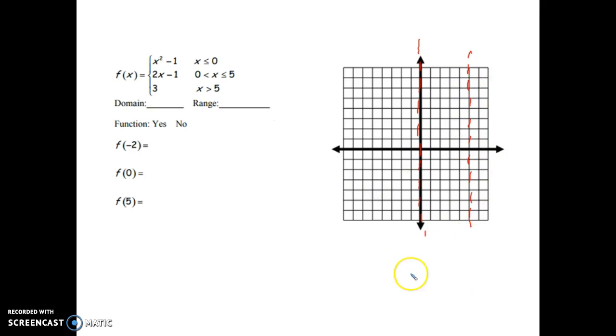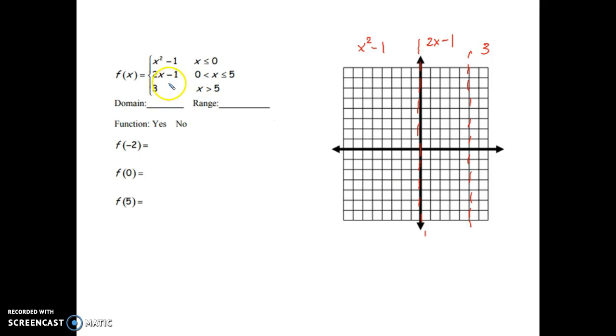So I got 3 sections for my graph. The one that's to the left of 0, less than 0, is going to be that x squared minus 1, that's my quadratic. Then from 0 to 5, we've got 2x minus 1. And then from everything to the right side of 5, we've got 3.